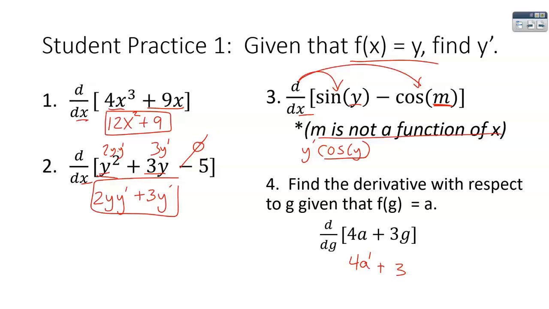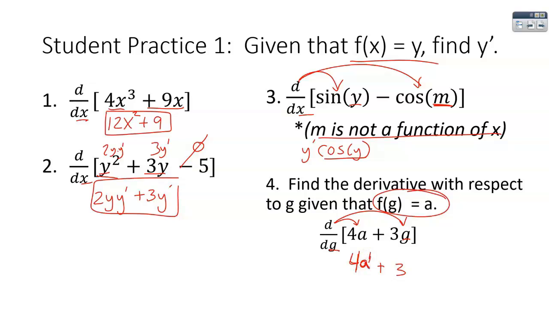All right, the last one, I switched the letters up on you a little bit, okay? But the same principle applies. This letter matches this letter, so you just take the derivative like normal. The derivative of 3g with respect to g would be 3. Here, they don't match. So is a a function of g? Yes, it is. So therefore, we take the derivative like normal, which would just be 4, but then we're going to multiply it by an a prime.